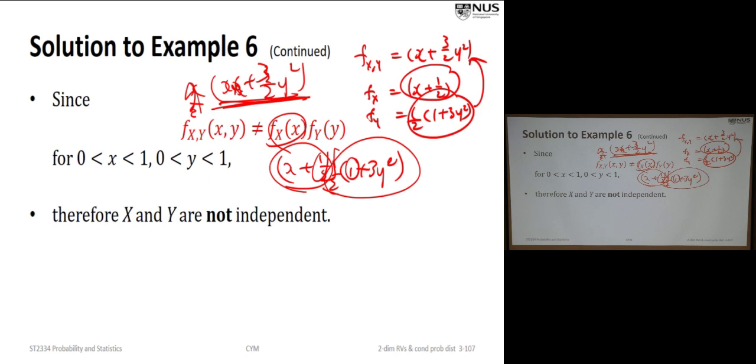So this is the standard procedure. Given the joint PDF, I look at f of x, look at f of y, and then I find out that f of x, y, the joint PDF, does not equal the product of f of x times f of y. Now, I have an easy way.